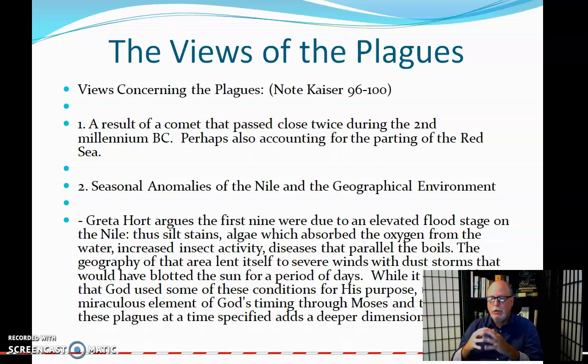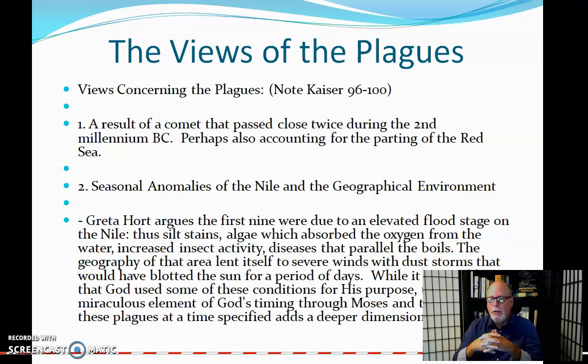So what are the views concerning the plagues? There have been a number of views given over the years. I'll list for you four primary views. One indication by some is that a comet passed close twice during the 2nd millennium BC, perhaps accounting for the parting of the Red Sea. So the anomaly of the comet and the effect of the comet upon the Earth's gravitation and direct effect even upon the sea. Obviously, we don't think that that's an adequate explanation, but some have attempted to provide that.